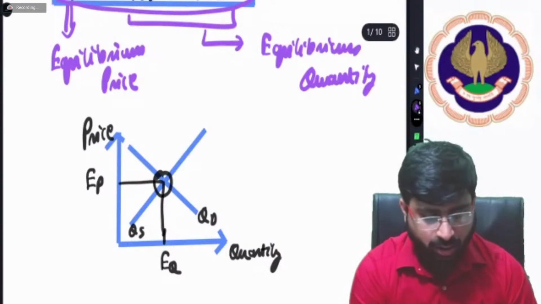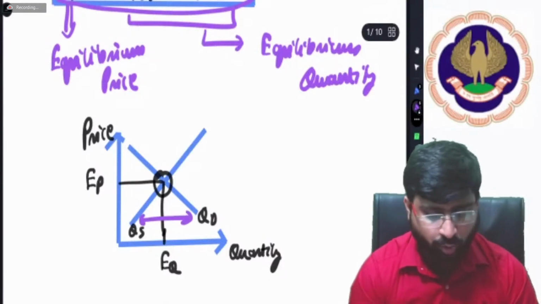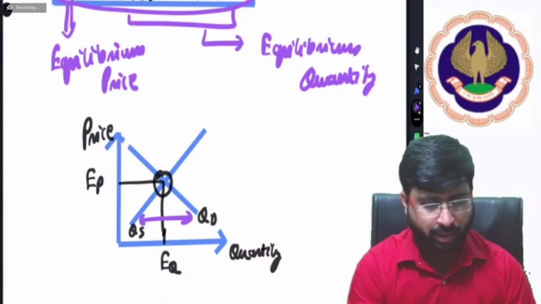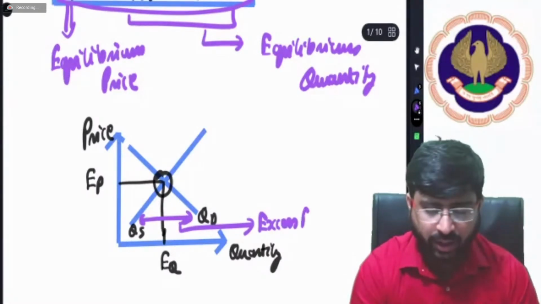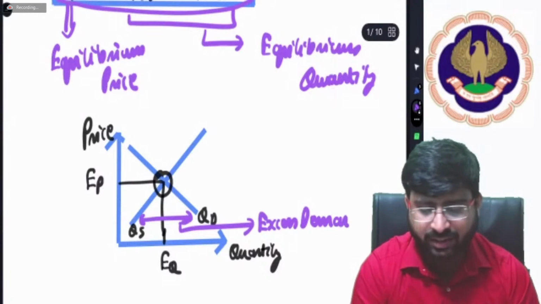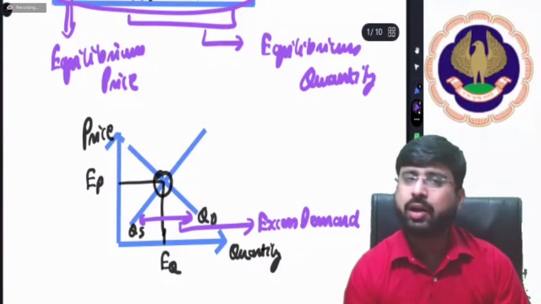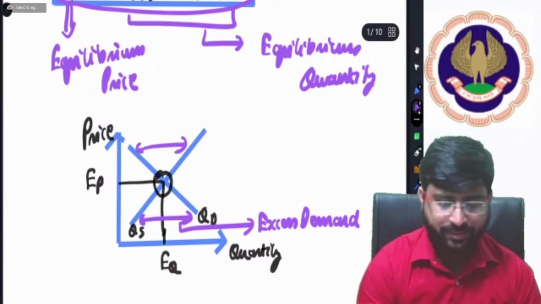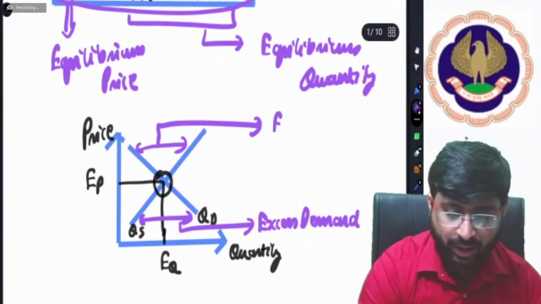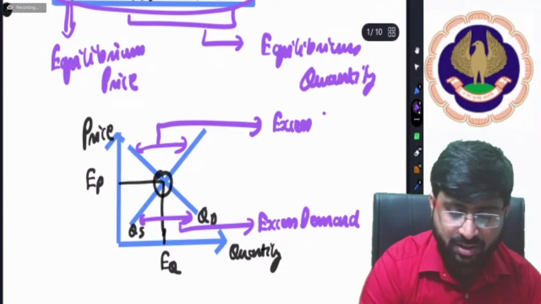Now pay attention, friends. If you look here, quantity demanded is greater than quantity supplied at a lower price. This we call a situation of excess demand. Now, if you look here, this we call a situation of excess supply. Okay, remember one thing.